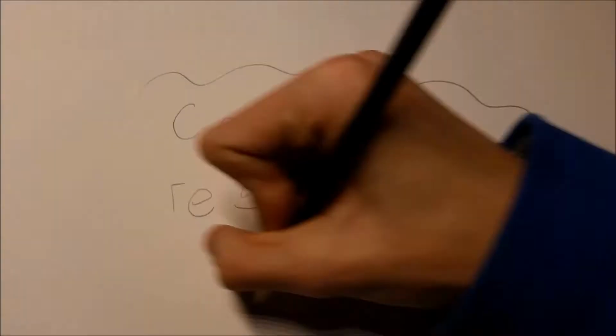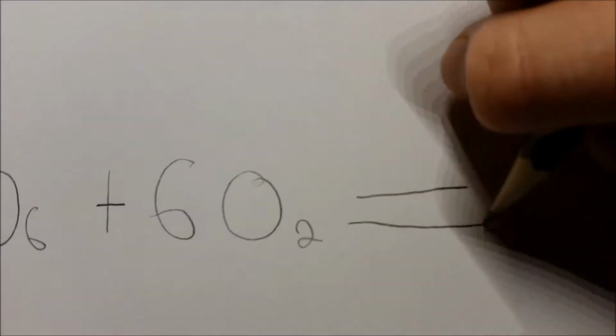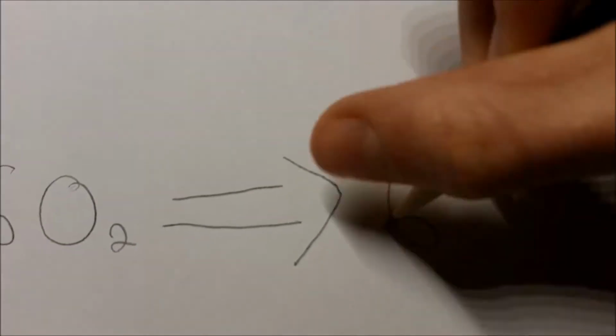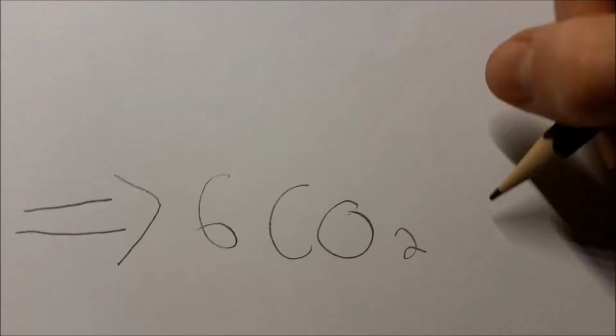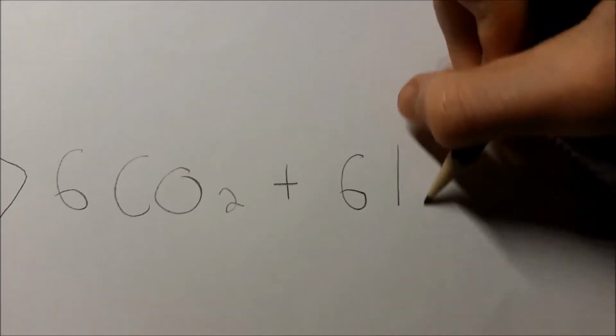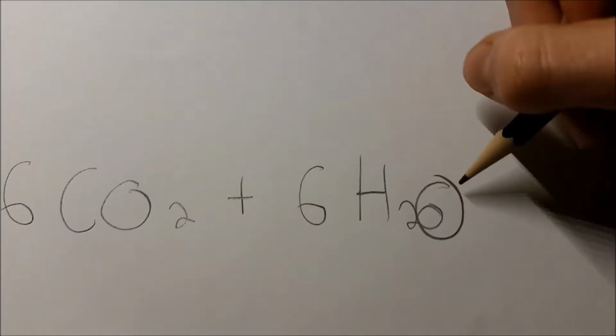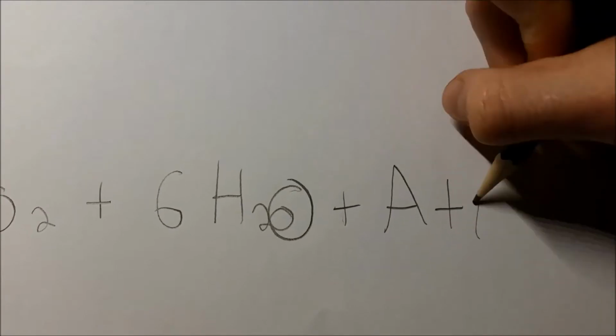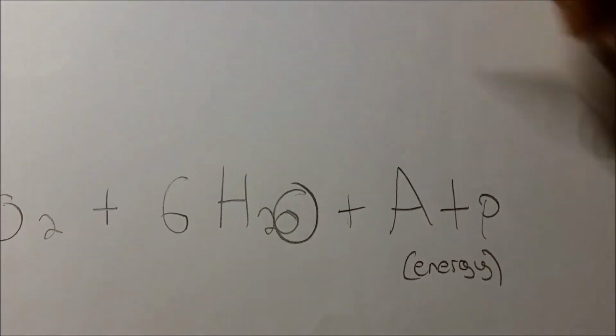So how it basically works is it is C6H12O6, which is basically glucose, plus 6 O2 oxygen molecules is equal to 6 CO2 molecules plus 6 H2O molecules plus ATP in the form of energy.